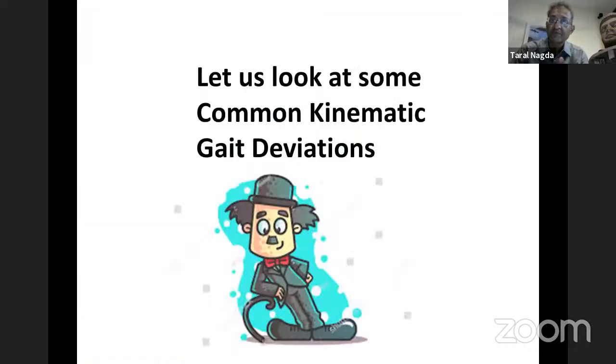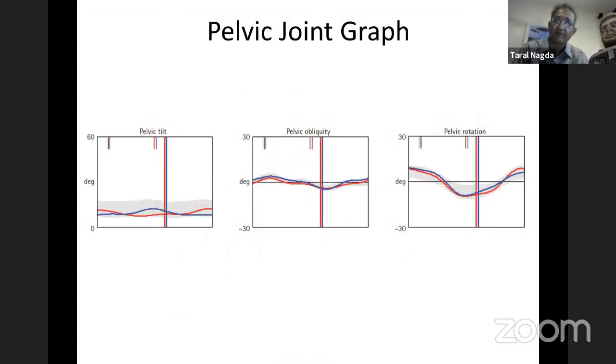And this we will understand if we go through each of these 12 regions one by one, and I'm going to make it very, very simple for everybody. So let's come to pelvis first. So at pelvis, we have 3 graphs. On the left is the sagittal graph, which tells you whether the pelvis is tilted anteriorly or posteriorly.